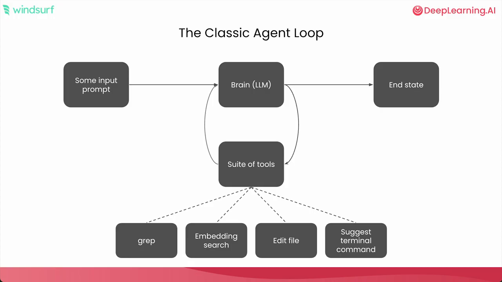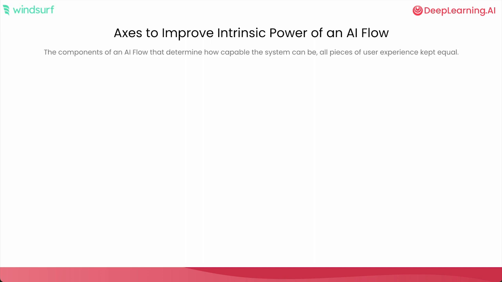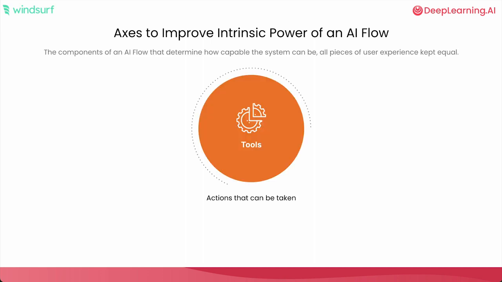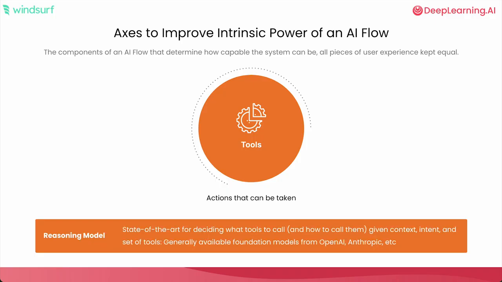And it's really clear then what exists as two important components of an agentic system. The first are the tools. What are all the actions that can be taken, and how powerful are those tools for each of those steps? And the second half is the reasoning model. And today, the state of the art for deciding what tools to call and how to call them, the inputs to those tools, given all of the relevant information that the large language model has, are these generally available foundation models from model providers such as OpenAI and Anthropic.